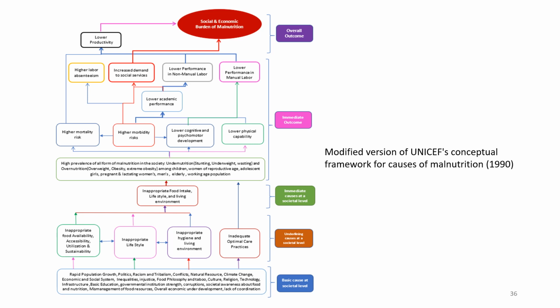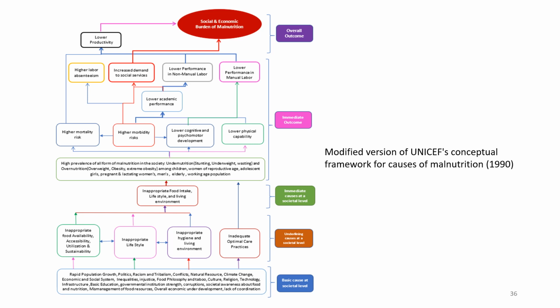And these underlying causes will result in immediate causes at a societal level, which are inappropriate food intake, inappropriate lifestyles, and inappropriate living environments. Inappropriate food intake means both insufficient intake and excessive intake. Lifestyle means sedentary lifestyles, alcoholism, and smoking. Living environment means polluted environments and unhygienic or low quality water.